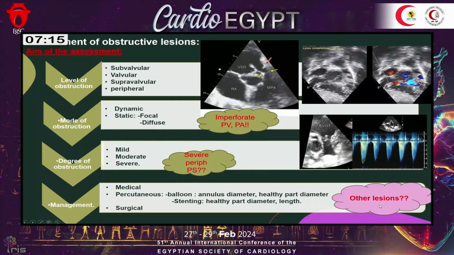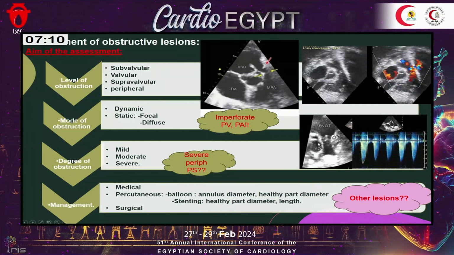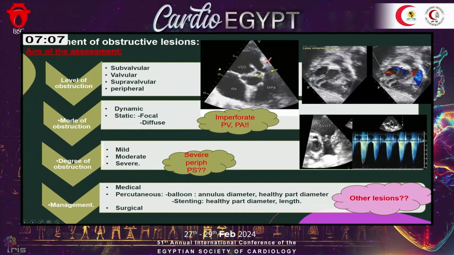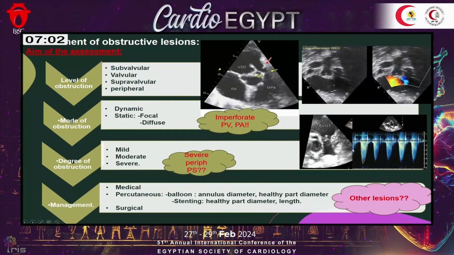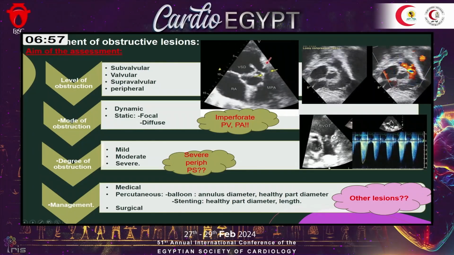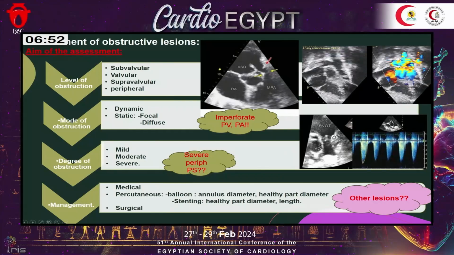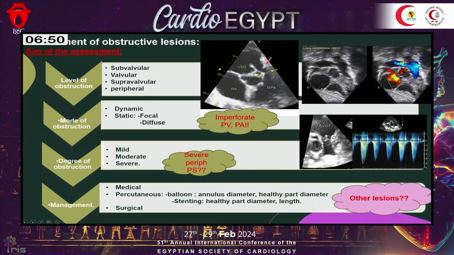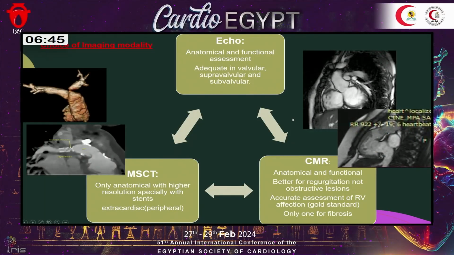And don't forget other lesions that may affect the management plan, like shunts that will increase the pulmonary flow and may overestimate the pressure gradient across the RVOT. Or in cases with peripheral pulmonary stenosis and severe pulmonary regurgitation, you should lower the threshold for intervention for peripheral PS because it will increase the hemodynamic effect of pulmonary regurgitation on the RV.